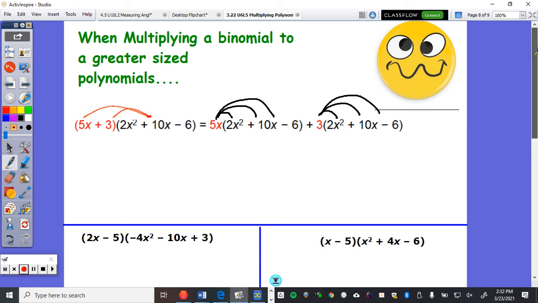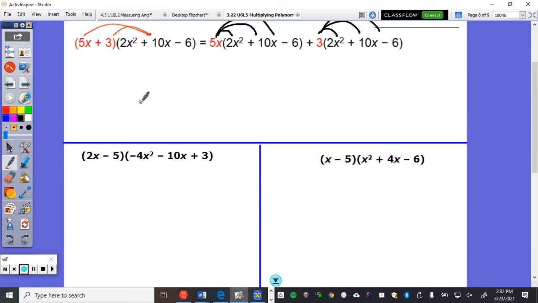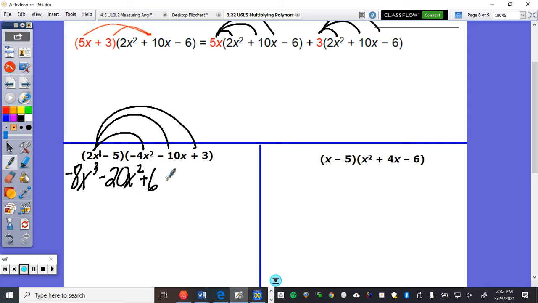So if we do one from scratch, we distribute the 2x to everything. So 2x times negative 4x squared is negative 8x to the third, because x to the first times x to the second is x to the third. 2x times negative 10x is negative 20x squared. 2x times 3 is 6x.